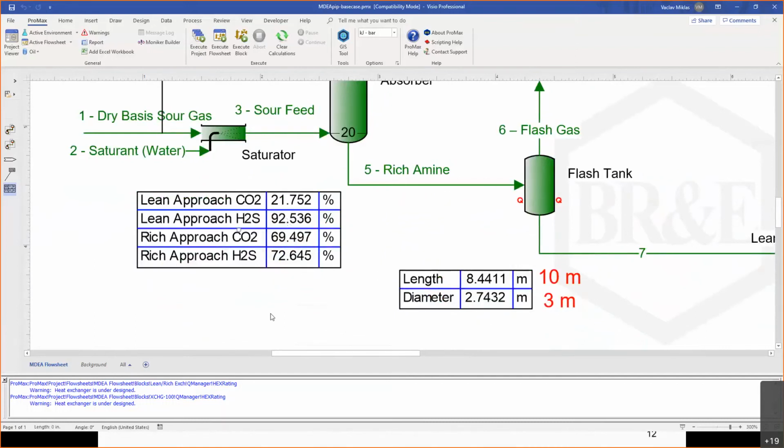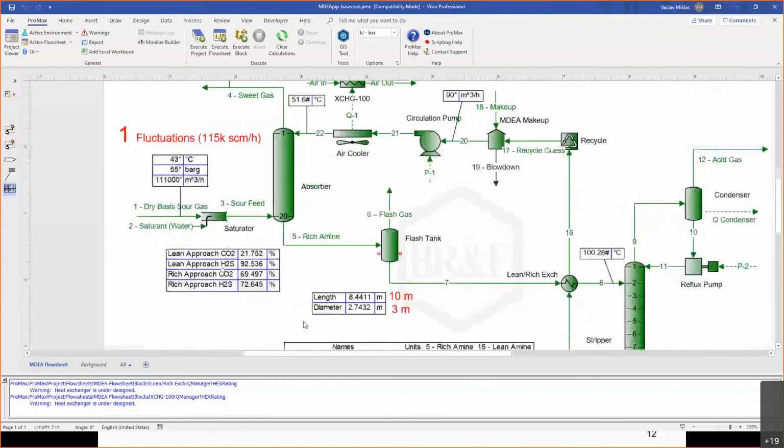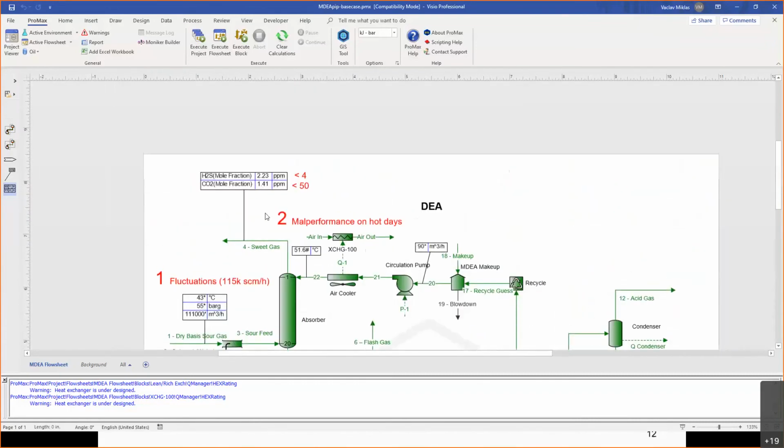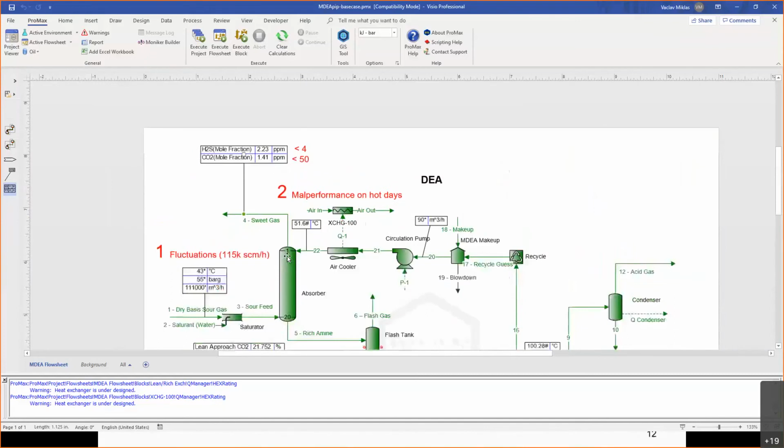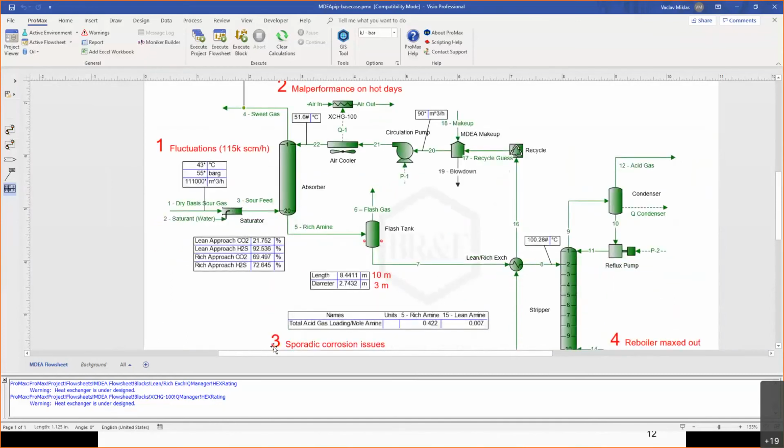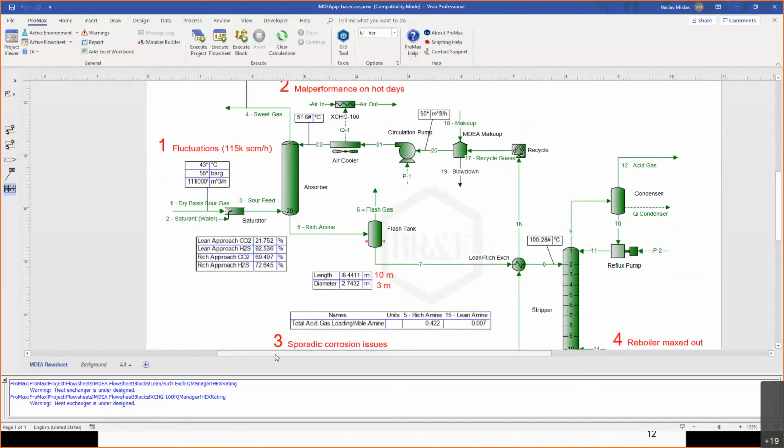The lean approach of H2S is also a little lower, not by too much, but it looks like we're again safely below the specification. So it shouldn't be worrisome for us, I would say.